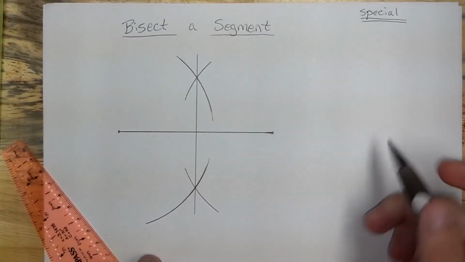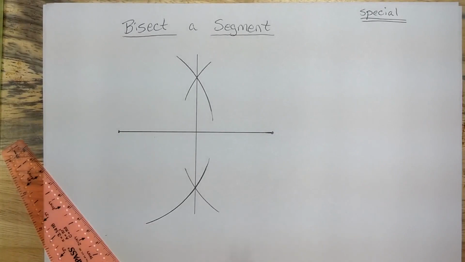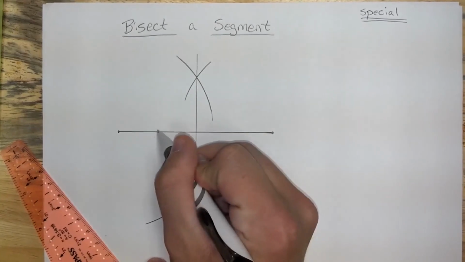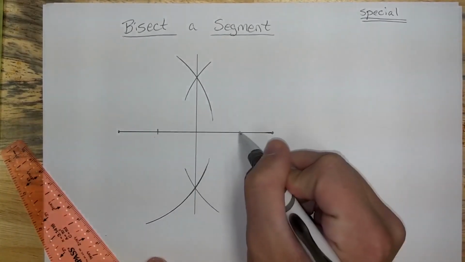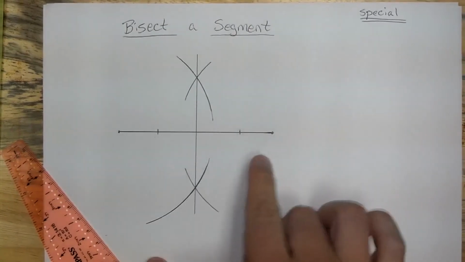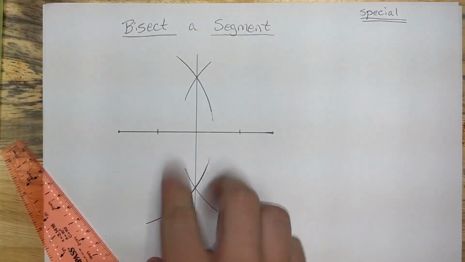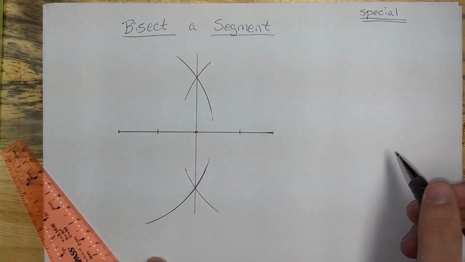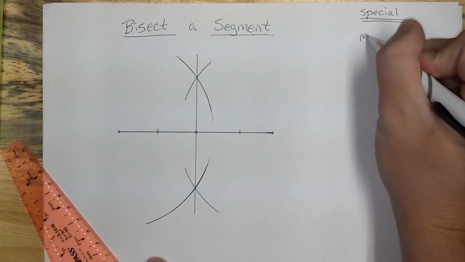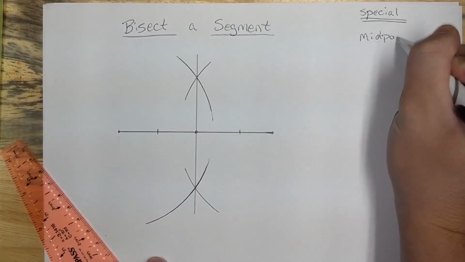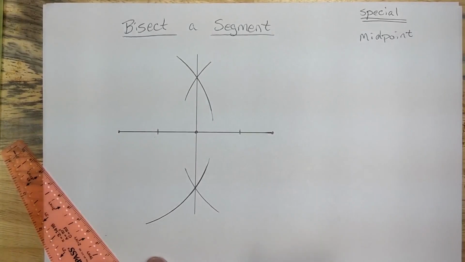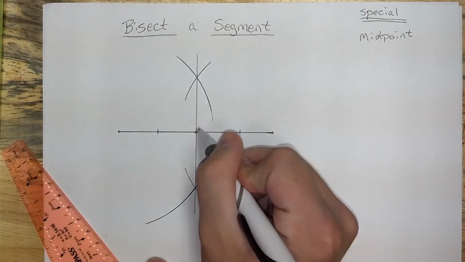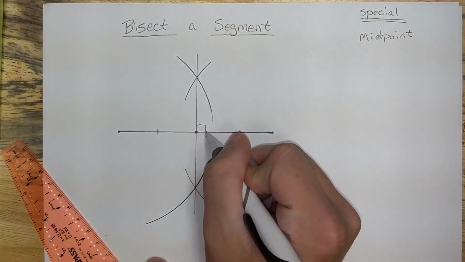So, notice over here I have a special construction. Not only does this bisect a segment, which means that it chops it in half so that this side is exactly the same size as this side. If that bisects it and these two pieces are the same, this also creates a midpoint right here. So the bisect of a segment also creates a midpoint. One other special feature about this is that this bisect line here is also constructed at a 90-degree angle.